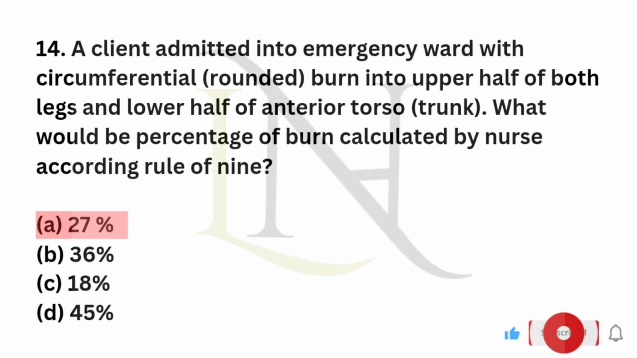So in this question they are asking half of both legs. Half leg is 9%. So both half legs is 18% and anterior trunk lower part is 9%, only front side. So that's why 9%. So 18 plus 9 equal to 27%. Move to next question.